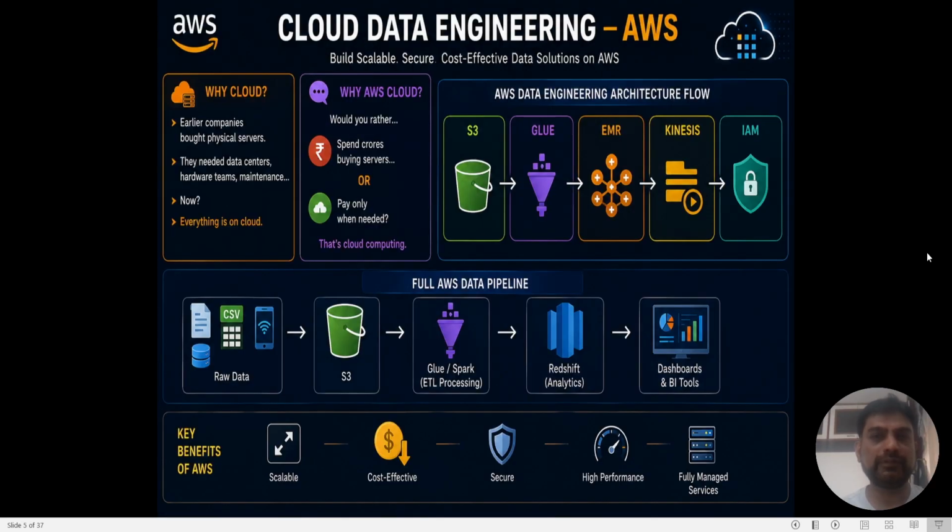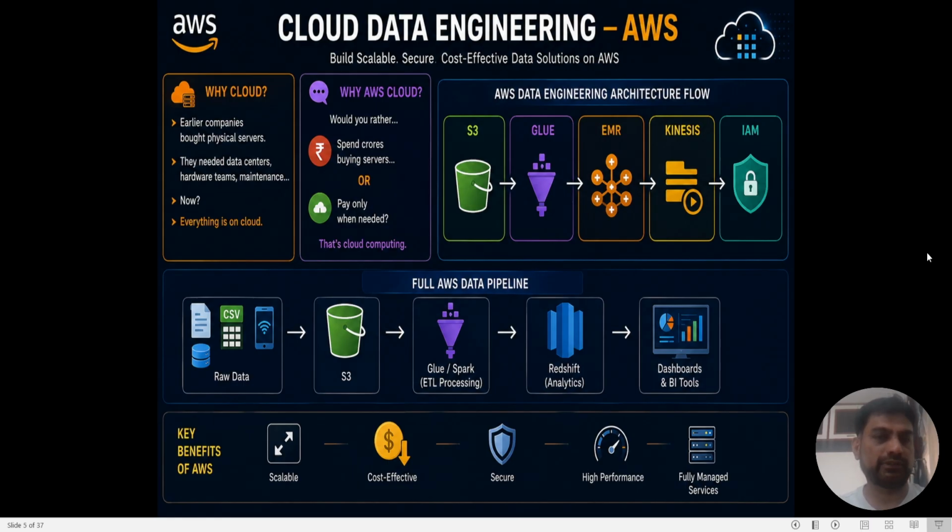Now let's move into one of the biggest shifts in modern technology: cloud data engineering. But before cloud, companies had to build everything themselves: physical servers, huge data centers, network teams, hardware maintenance. And if traffic increased, they had to buy even more servers. Now think about this. Would companies prefer spending crores buying infrastructure or paying only for what they use? Obviously, pay only when needed. And that's exactly why cloud computing became so powerful.